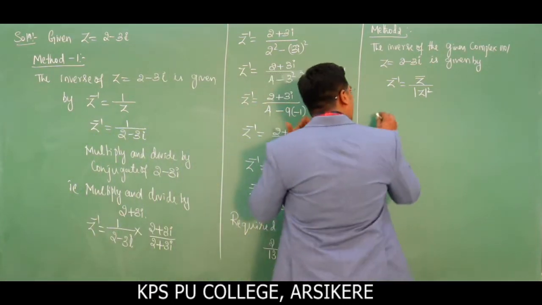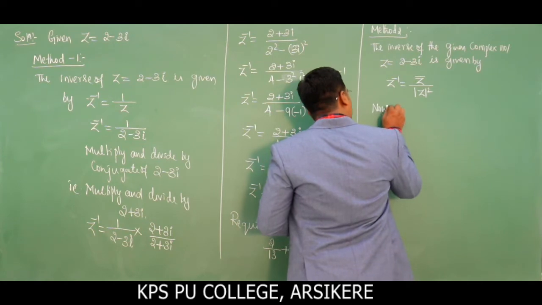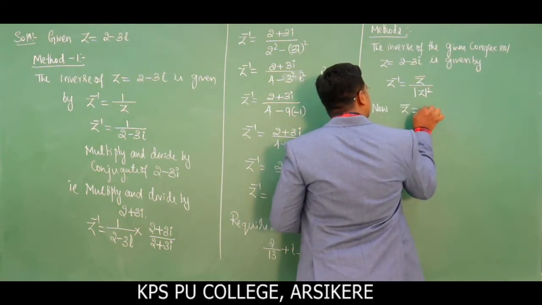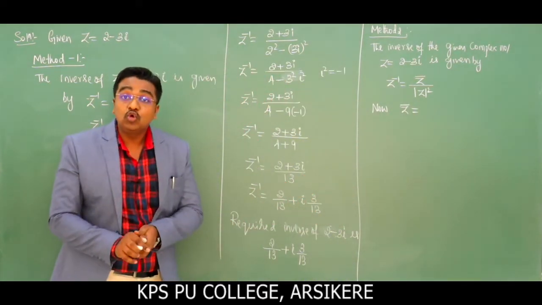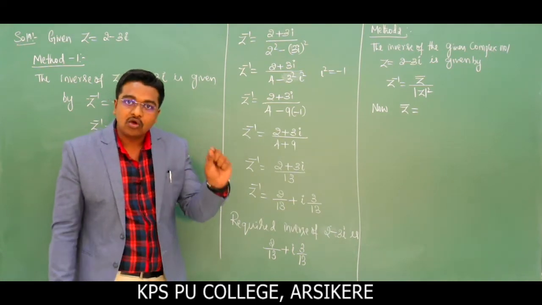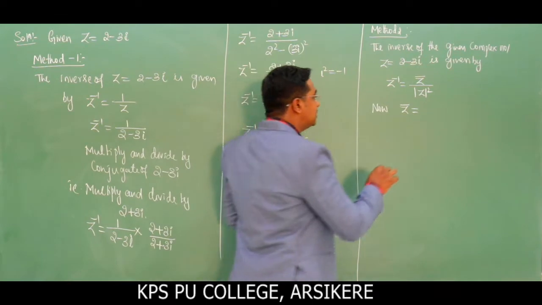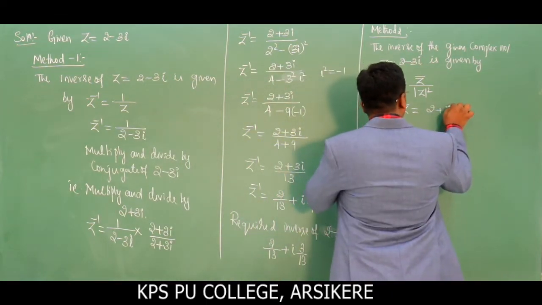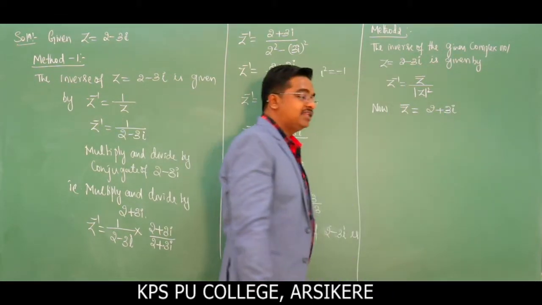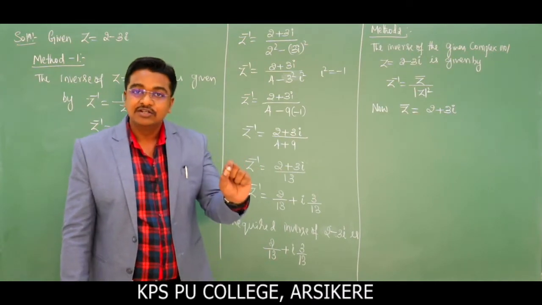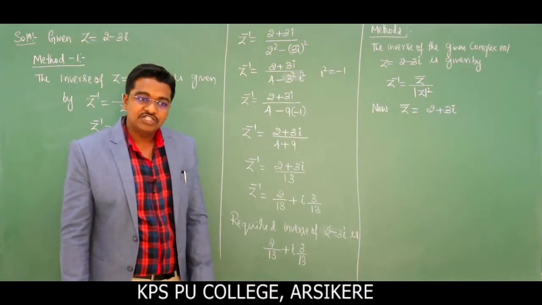Now z bar is equal to, what is z we have? 2 minus 3i. Now tell me, the conjugate of z becomes? Z bar is equal to 2 plus 3i. Just interchange the sign of the imaginary part.